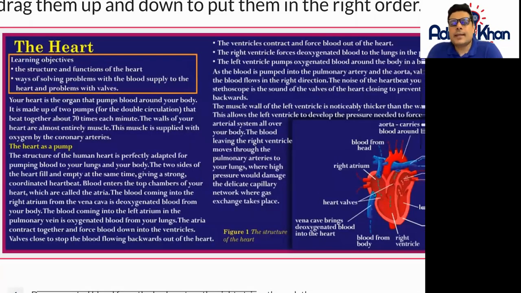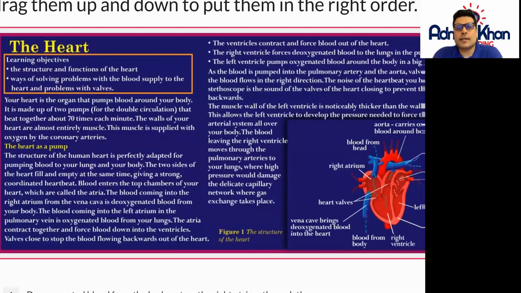So here in this particular lesson, you're going to study the structure and functions of the heart. And secondly, ways of solving problems with the blood supply to the heart and problems with valves. So your heart is the organ that pumps blood around your body. It is made up of two pumps for the double circulation that beat together about 70 times every single minute. The walls of your heart are almost entirely muscle. This muscle is supplied with oxygen by the coronary arteries.